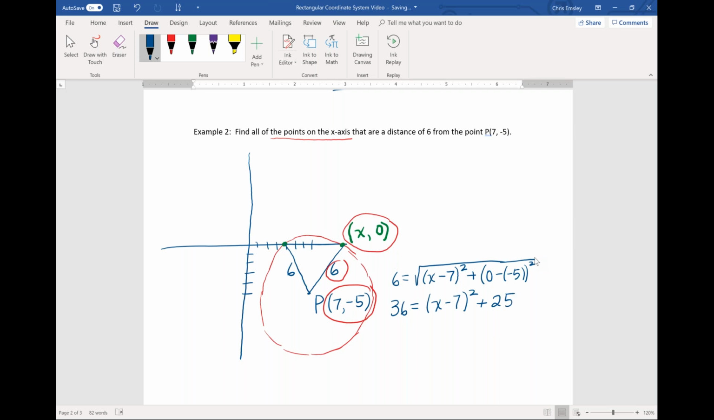From here, we need to solve this quadratic. One choice would be to square out this binomial. We could use FOIL to multiply that out, then get one side to be 0, and then either factor or use the quadratic formula. It turns out that a quicker solving technique for this one is going to be to use the square root property. So 36 minus 25 is 11.